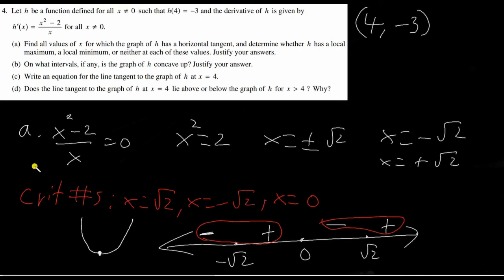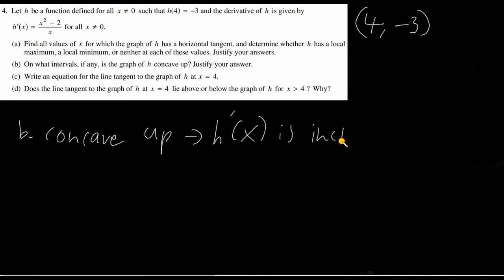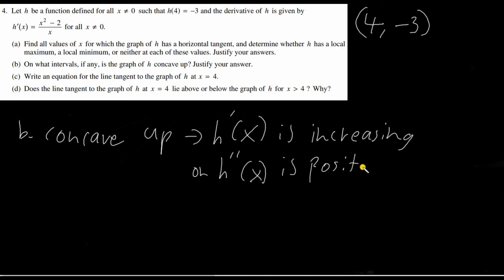Okay, now let's erase this and look at part B. On what intervals, if any, is the graph of h concave up? Justify your answer. You should know that concave up means the derivative is increasing. What that means is that h prime of x is increasing, or another way to say that is h double prime of x is positive.